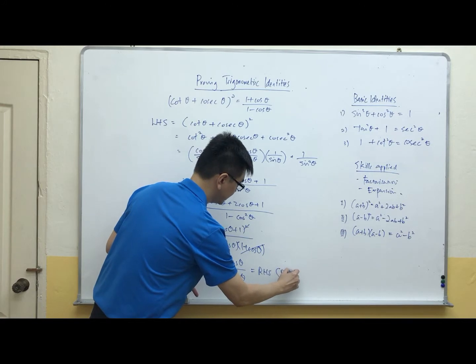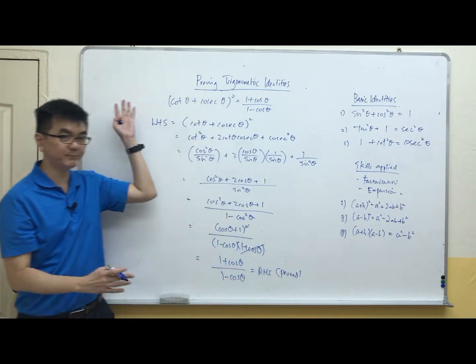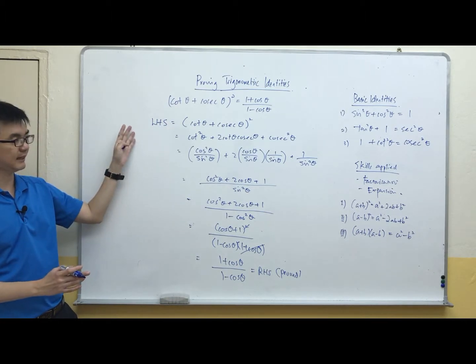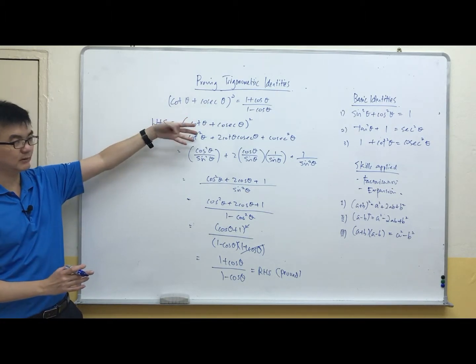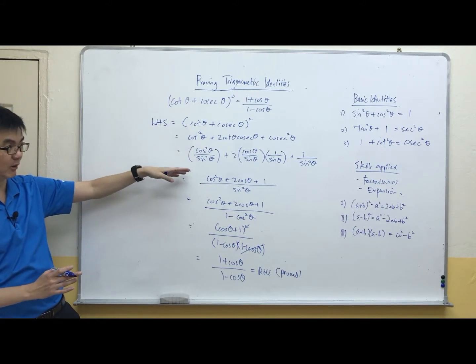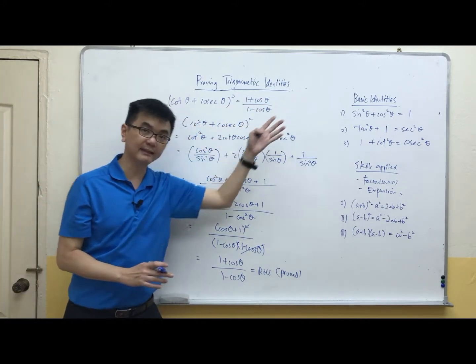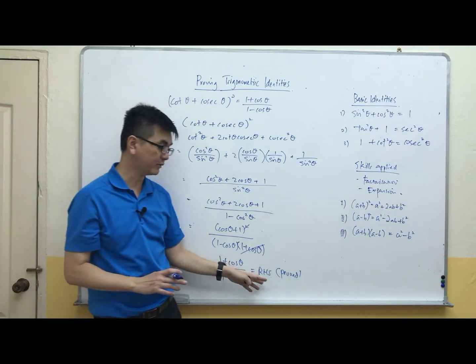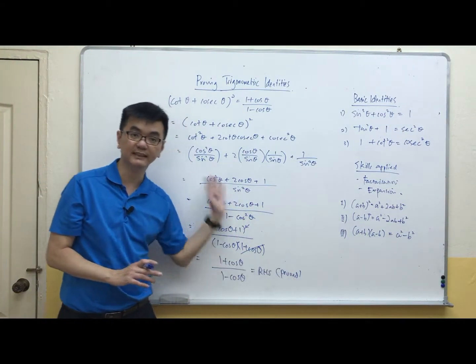Proved. So this is how we prove an identity: starting from one side of the identity, simplifying through factorization and expansion, and possibly applying the identities, working towards the target of my right hand side, and thus proving the identity.